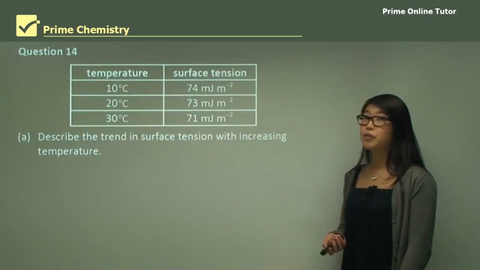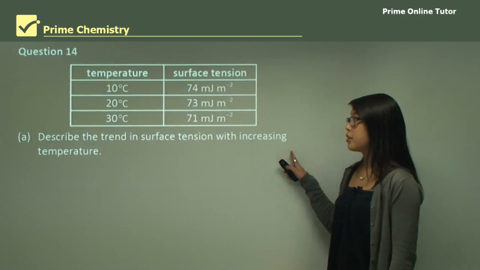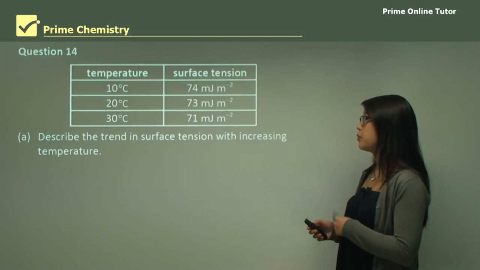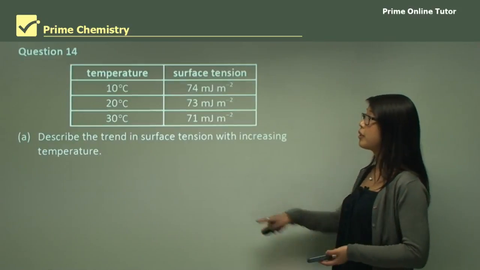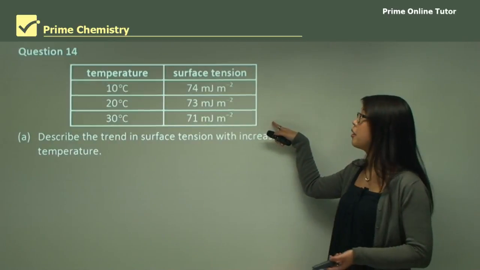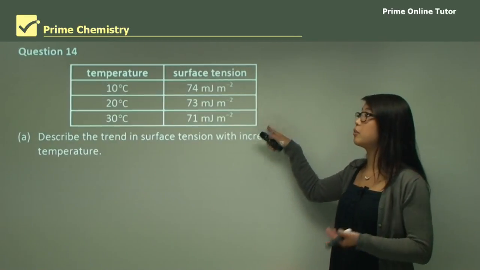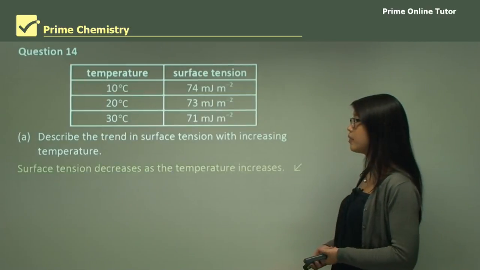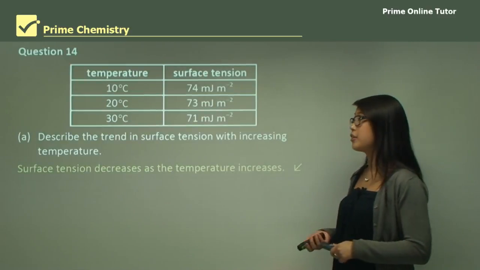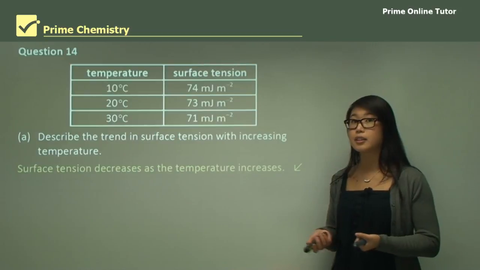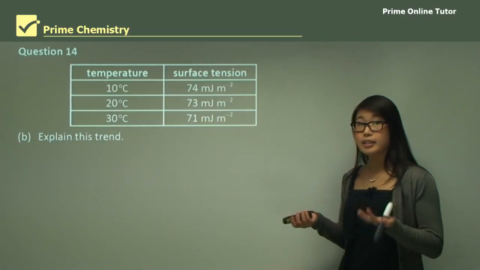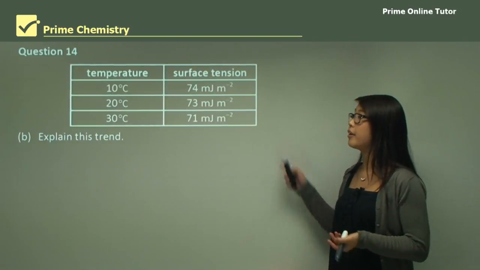So next, question 14. A, describe the trend in the surface tension with increasing temperature. So as we increase the temperature from 10 to 30, we're getting the surface tension values decreasing. So what is that telling us? It's telling us that the surface tension decreases as the temperature increases. So why is this happening? We need to explain this trend.